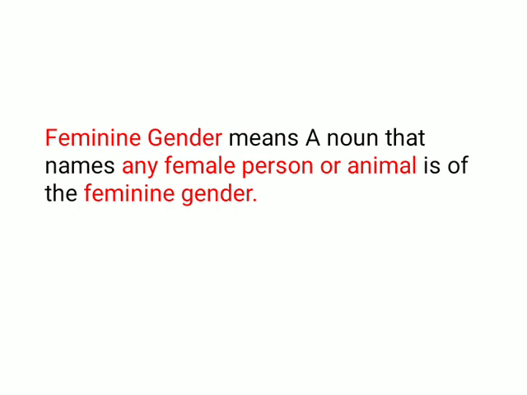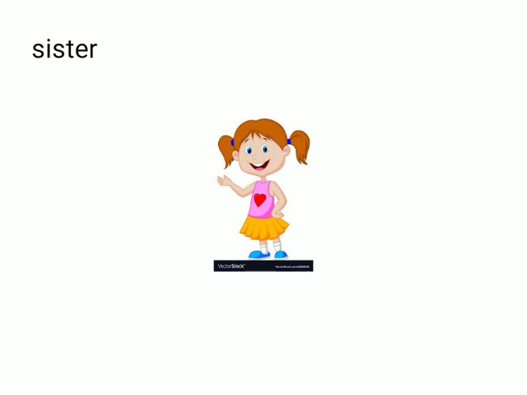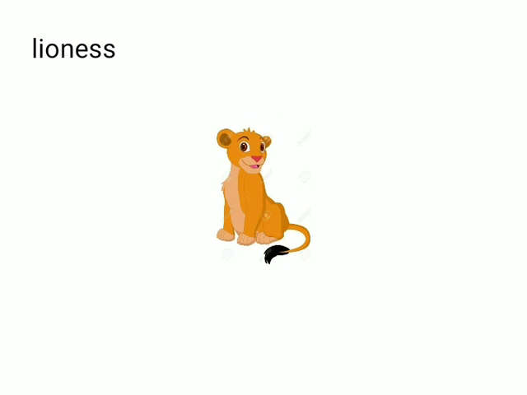For example, lady. Now your noun that names any female person. Lady means any female person. Next example, sister. Here also noun that names any female person. Next example, lioness. Noun that names any female animal. Okay, students. Now see the next one after this.